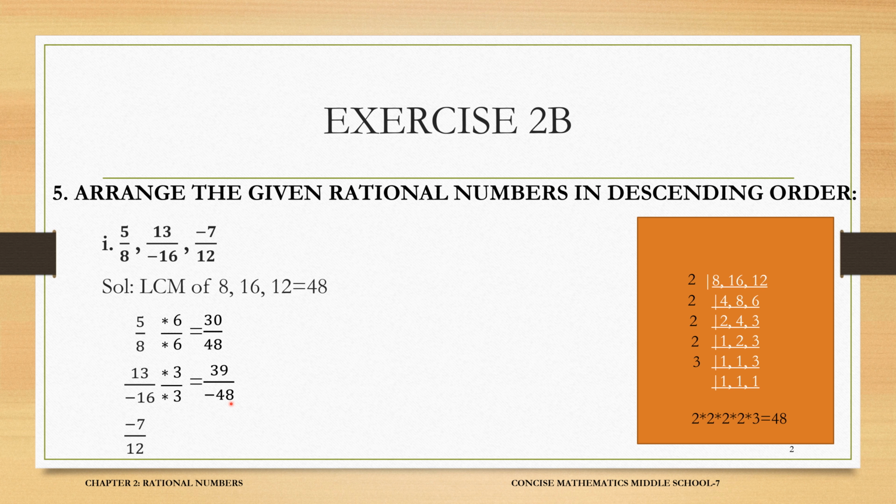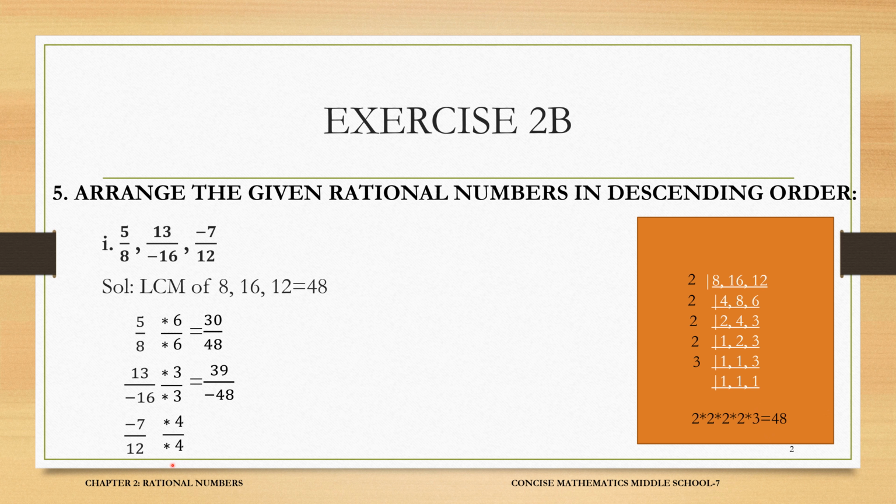Right? Now take the third one, that is minus 7 by 12. It should be multiplied with 4, so that 12 multiplied with 4 gives you 48. To make this into 48, you have to multiply it with 4, right? 12 should be multiplied with 4. This is what we are doing. So minus into plus is minus. 7 4s are 28. 12 4s are 48.